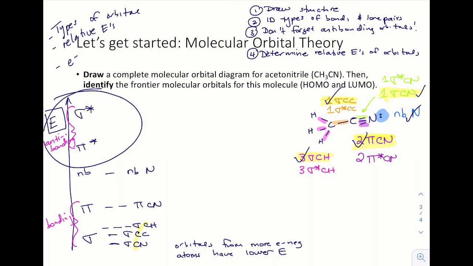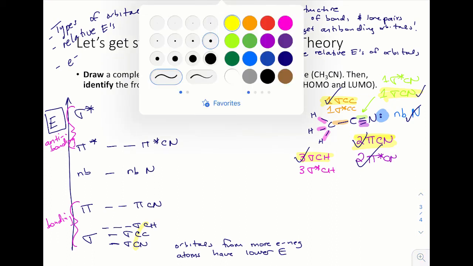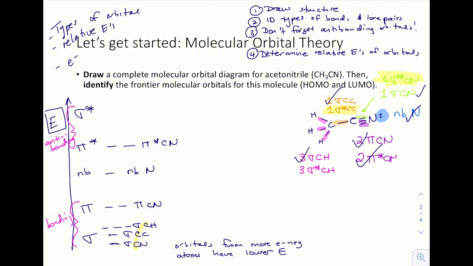And now it's time for the antibonding orbitals. Pi star orbitals are lower energy than sigma star, so those pi star CN orbitals come next. Just like the pi orbitals, the two pi stars have the same energy. They are degenerate. And now finally, our last group of orbitals is the sigma star orbitals. And we will use the same relative order of energy as we did for the sigma orbitals. So those derived from more electronegative atoms are lower energy. So sigma star CN is the lowest energy sigma star, then sigma star CC, and finally the sigma star CH orbitals.